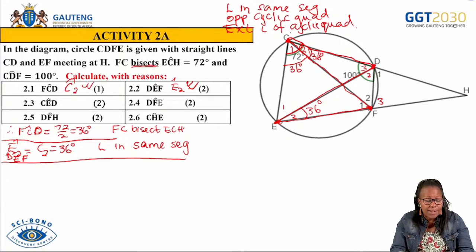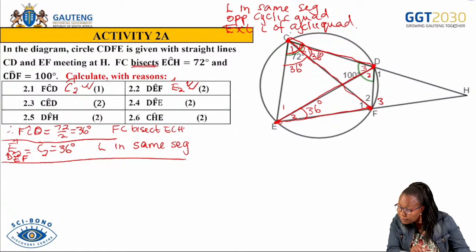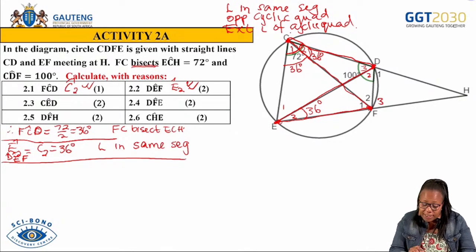Right, moving forward, 2.3, calculate CED. CED, now we are talking about this particular angle. We have named that E1. Okay, grade 12, we want to calculate CED. Look at that now. This CED has a relationship with that angle D, in terms of what? Opposite angles of a cyclic quadrilateral.